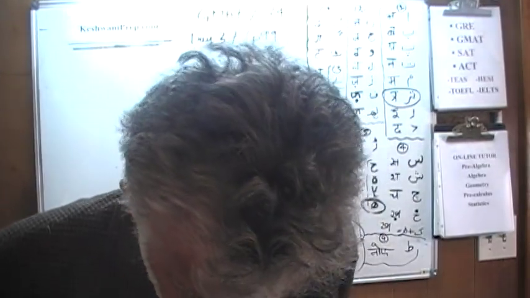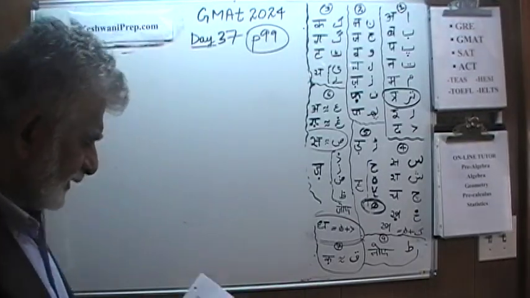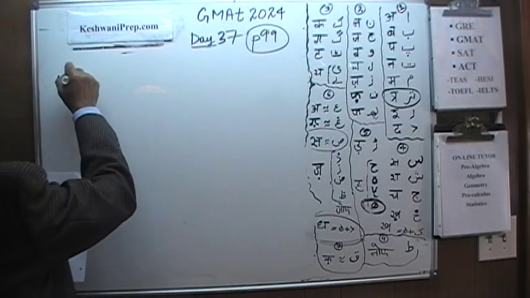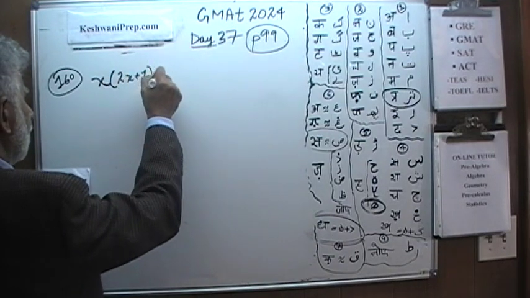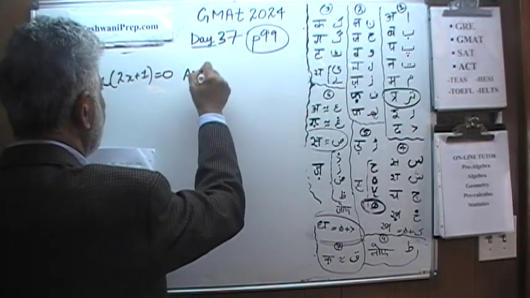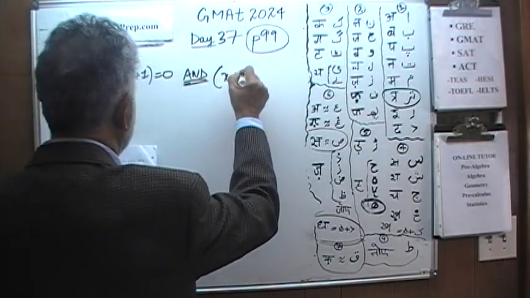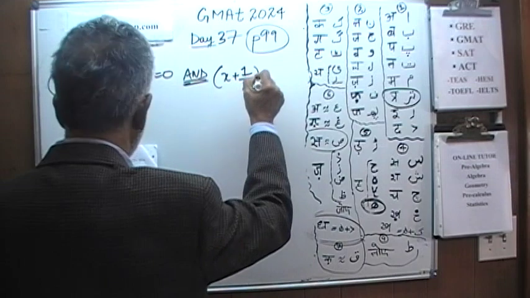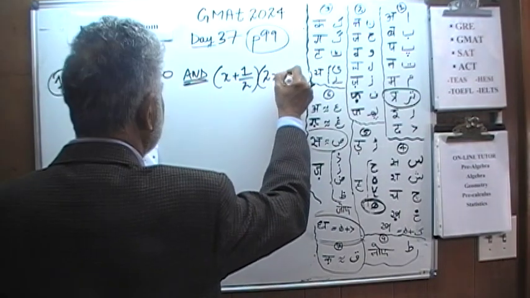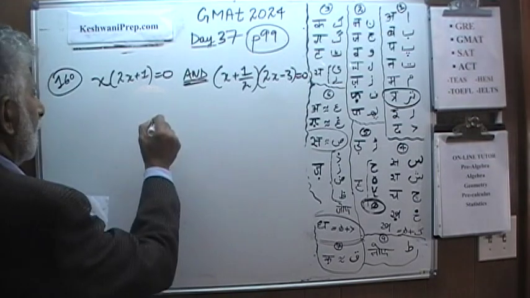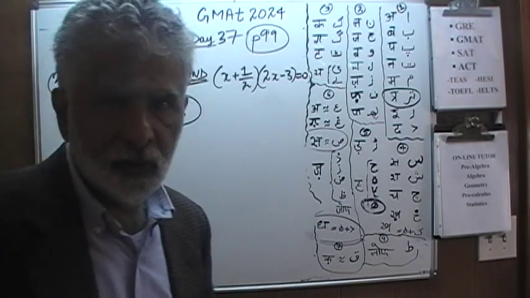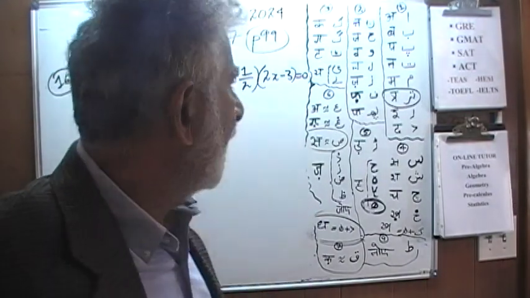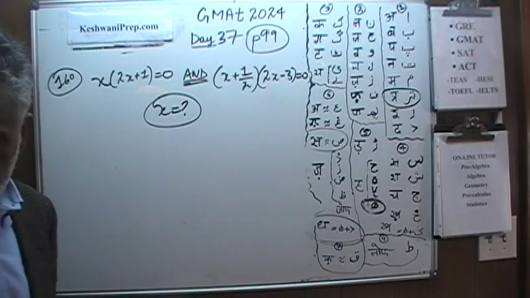Number 160. Number 160 actually is a very straightforward, very simple problem. We are told that x times (2x plus 1) equals 0 and (x plus 1/2) times (2x minus 3) equals 0. And we are looking for the magic value of x which will satisfy both of these equations. Let's see what we can do.